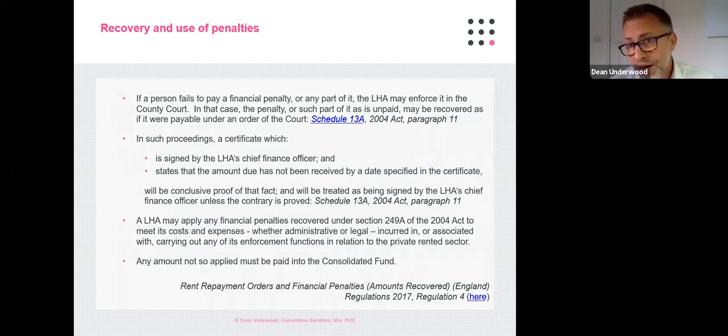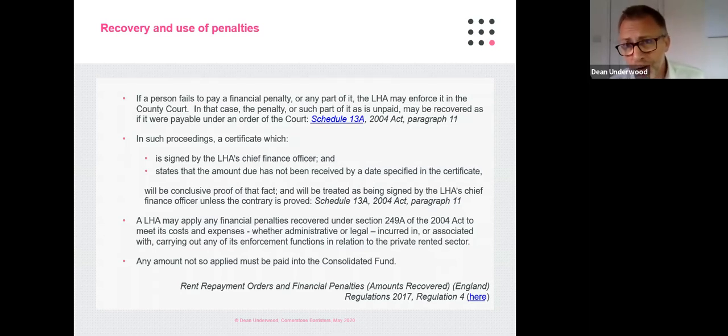And as a result of that, therefore, penalties can be enforced by way of charging orders and orders for sale, or by attachment of earnings, for example. There are a variety of mechanisms by which local housing authorities can recoup the money that results from penalties. In that case, a certificate which is signed by the local housing authority's chief finance officer and stating that the amount due has not been paid is conclusive.